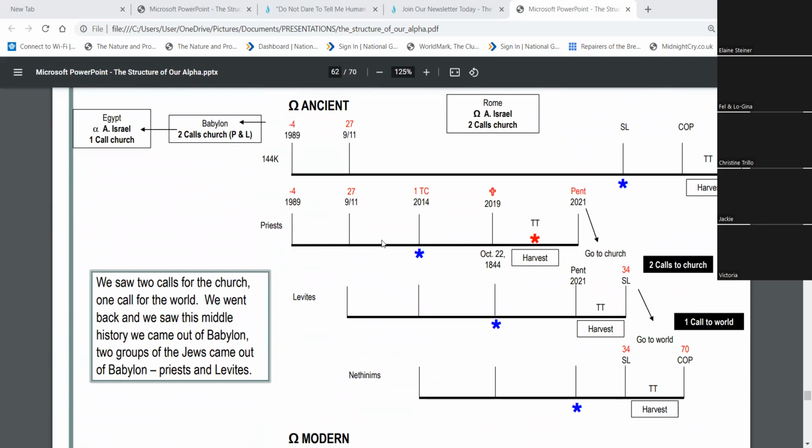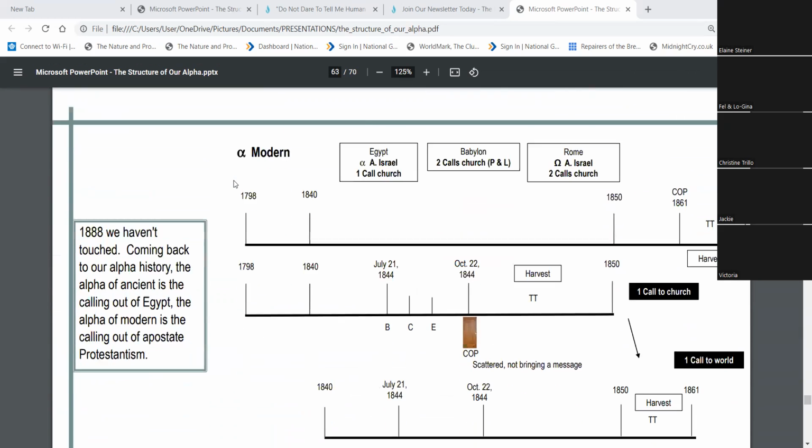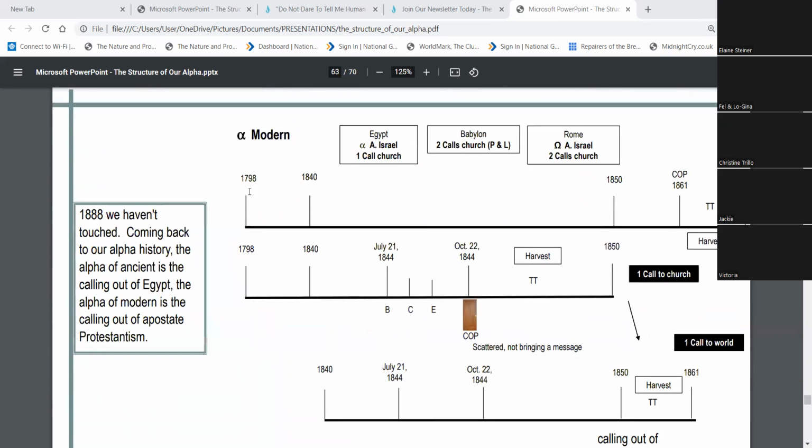We saw two calls for the church and one call for the world. We went back and we saw this middle history. We came out of Babylon. Two groups of the Jews came out of Babylon, the priests and the Levites. In 1888, we haven't touched. Coming back to our Alpha history, the Alpha of ancient is the calling out of Egypt. The Alpha of modern is the calling out of apostate Protestantism.